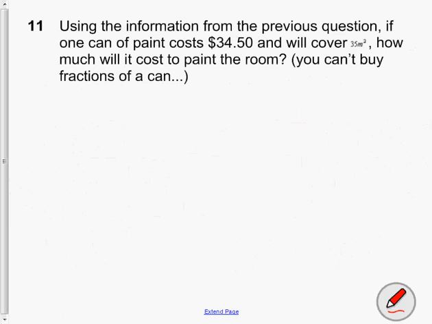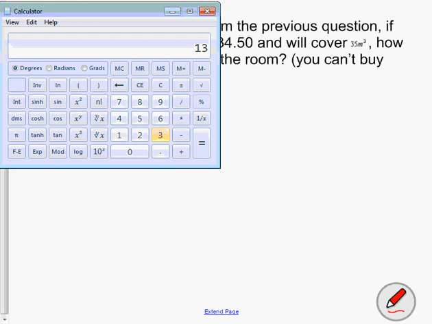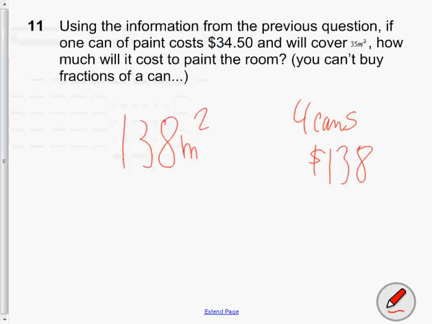Question 11. If paint costs $34.50 and each can will cover 35 square meters, how much will it cost to paint the room? So there's 138 square meters of paintable surface. If I take that surface area and divide it by how much one can will do, that will tell me I need to buy 3.94 cans. Since I can't buy a fraction of a can, I will buy 4 cans. If each can costs $34.50, the total cost for the paint will be $138.